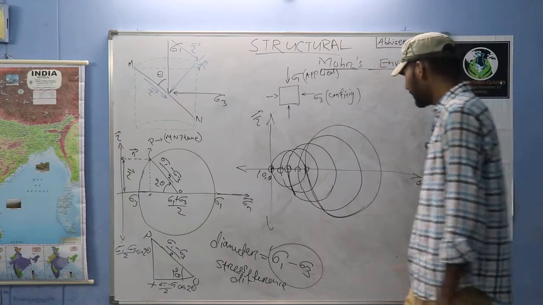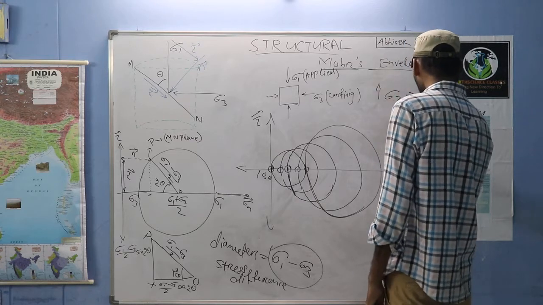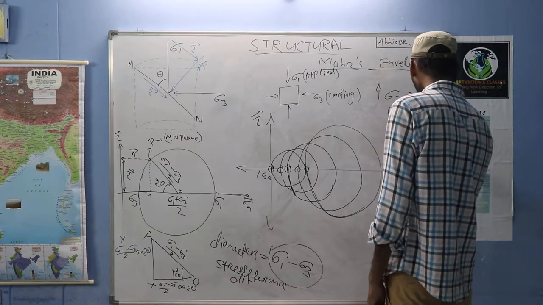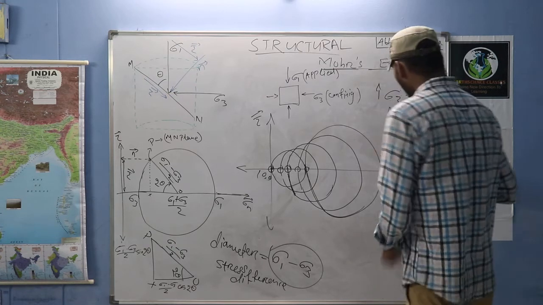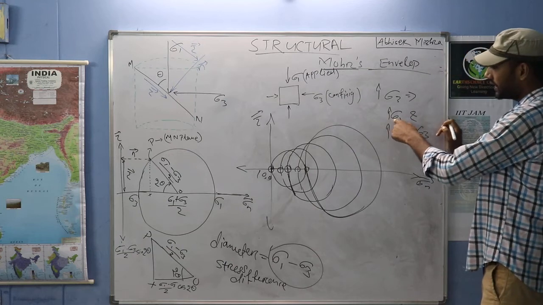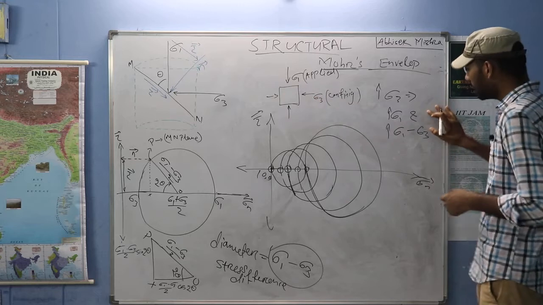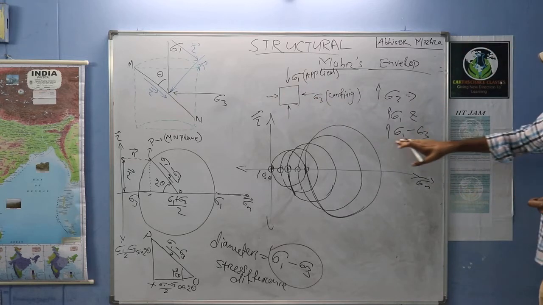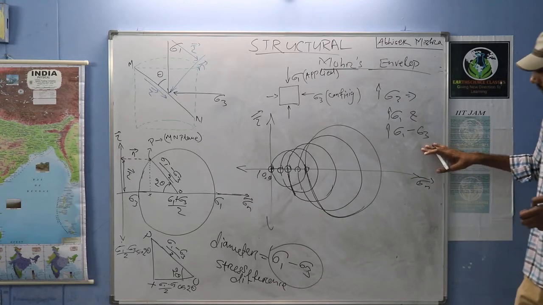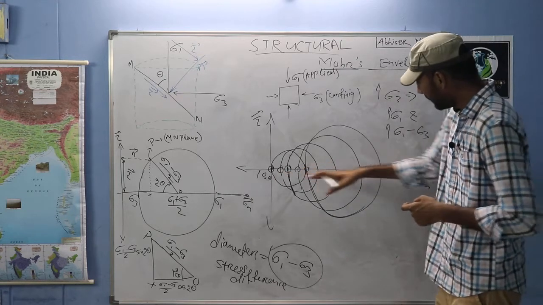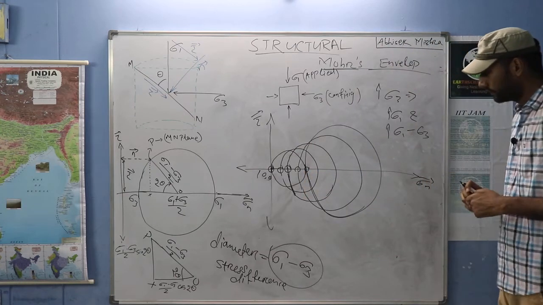So if I increase sigma 3, sigma 1 will increase and sigma 1 minus sigma 3 will also increase. That means the maximum applied stress to attain the rupture in the material will increase, as well as the stress difference will also increase. So you can see I am increasing the diameter as well as the value of sigma 3.